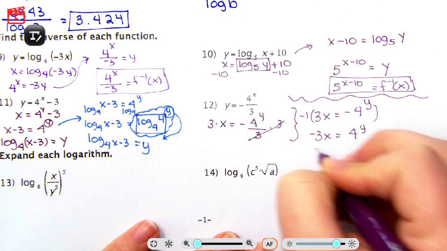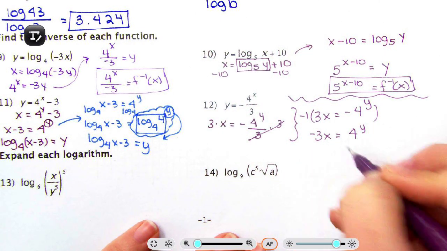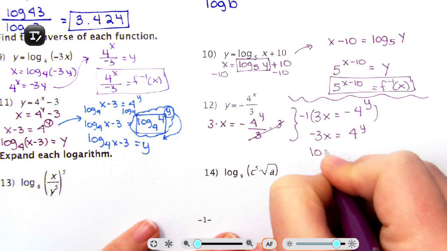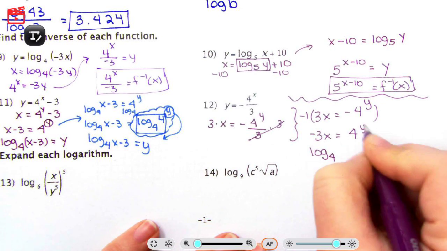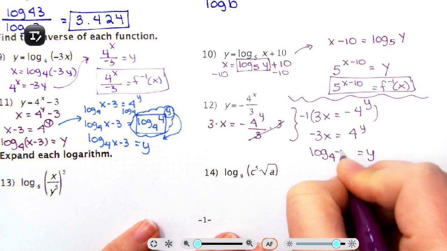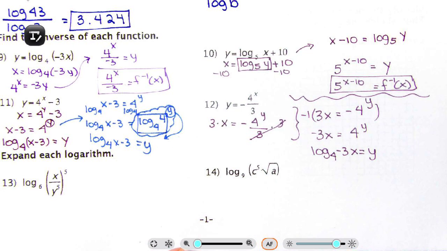Then I'm going to take log of both sides, or use the definition. What does it mean to be a logarithm? A logarithm base 4 is an exponent. So exponent is last. That's it.